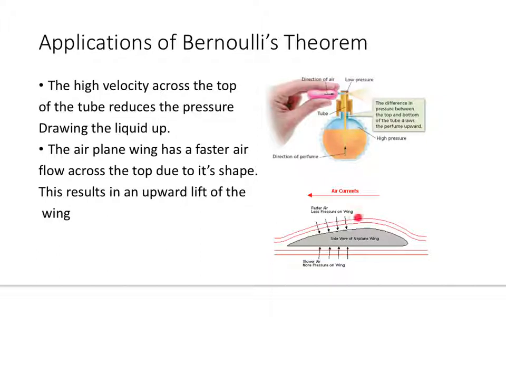Okay, another example here is an airplane wing, and you can see that because of the shape of the wing here, the air has got to move faster across the top than it does across the bottom, and that reduces the pressure on the top, and that gives an upward lift here to the wing.